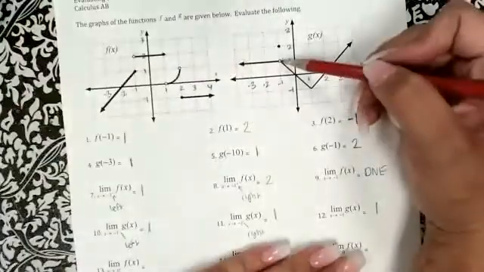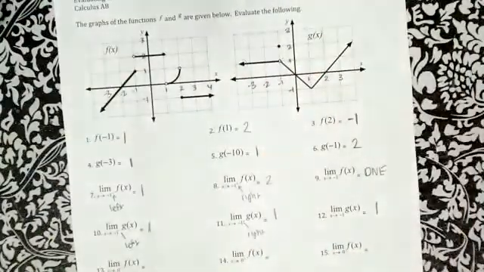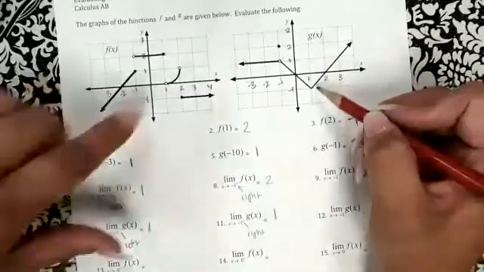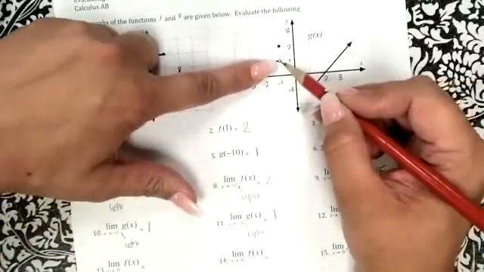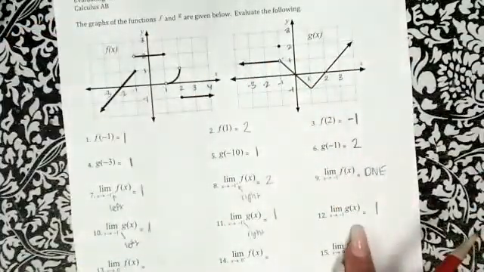Now I understand that that's an open circle, but it doesn't matter. The limit on both sides is approaching the same number. So that's why it's the number 1.